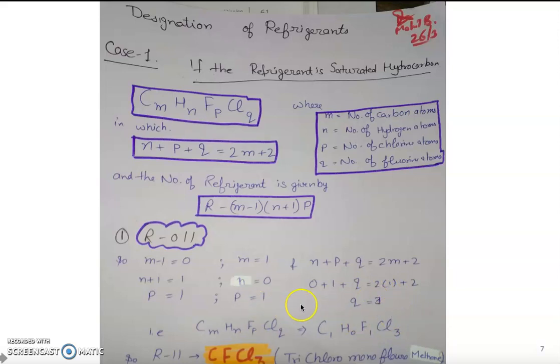So when we write all the number of carbon atoms, hydrogen atoms, chlorine atoms and fluorine atoms in this relation CmHnFpClq, it comes out to be C1 H0 F1, which is P, and chlorine comes out to be 3. The number of chlorine atoms comes out to be 3. So the name of R11 comes out to be CFCl3, which is written as trichloromonofluoromethane.